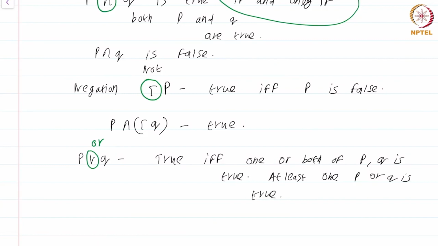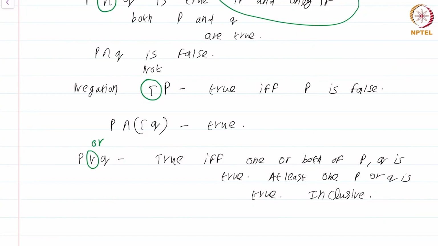Notice that the mathematical OR is always inclusive. Even if both things are true, the statement P or Q is still true. In English, sometimes we use inclusive OR, sometimes we use exclusive OR. For instance, if I say, I will go to the movies or I will go and watch the cricket match, it is not assumed that both can happen. In fact, both cannot happen.